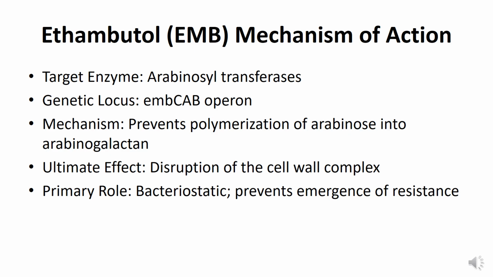In summary, ethambutol targets arabinosyl transferase enzymes encoded by the embCAB operon. By preventing the incorporation of arabinose into arabinogalactan, it disrupts construction of the mycobacterial cell wall complex. Although primarily bacteriostatic, its major contribution is slowing bacterial growth and helping prevent the emergence of drug resistance during treatment.